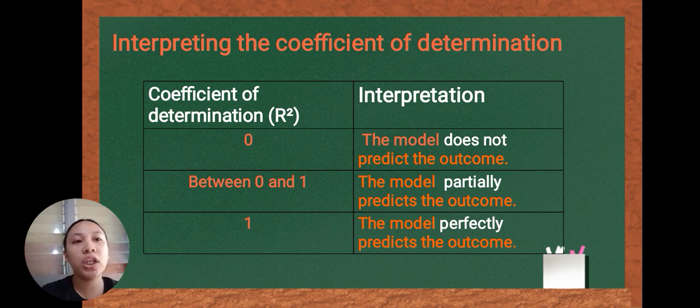Interpreting the coefficient of determination, or R squared. 0: the model does not predict the outcome. Between 0 and 1: the model partially predicts the outcome. And 1: the model perfectly predicts the outcome.